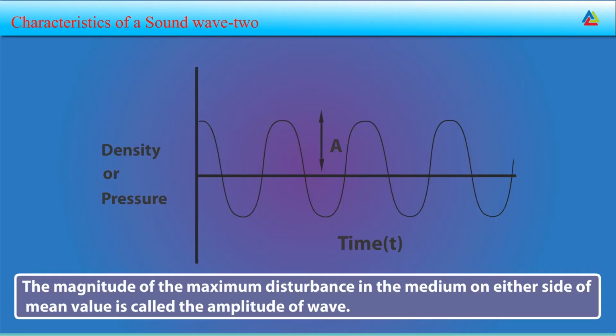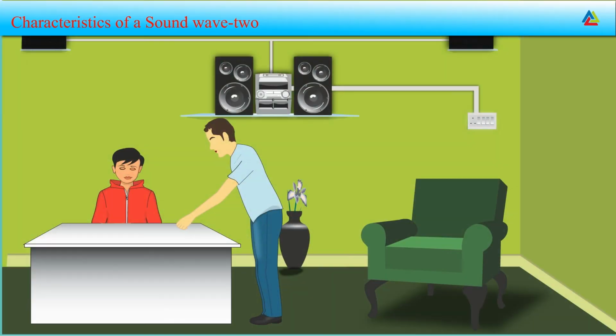The magnitude of the maximum disturbance in the medium on either side of the mean value is called the amplitude of the wave. It is usually represented by the letter A. For sound, its unit will be that of density or pressure. If we strike this table lightly, we hear a soft sound because we produce a sound wave of less energy. If we hit the table hard, we hear a loud sound. The loudness or softness of a sound is determined basically by its amplitude. The amplitude of the sound wave depends upon the force with which an object is made to vibrate.